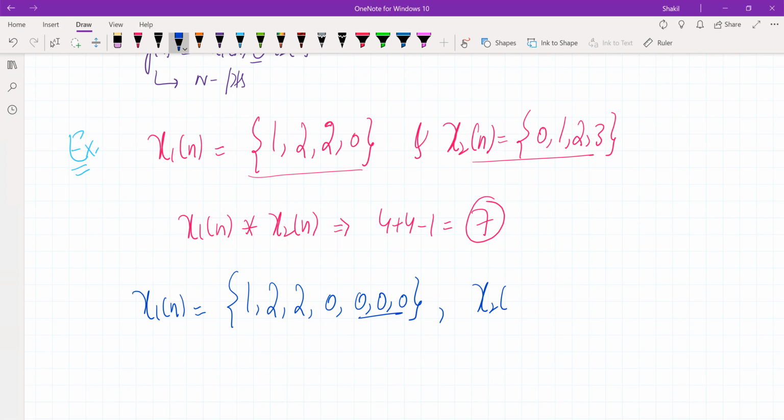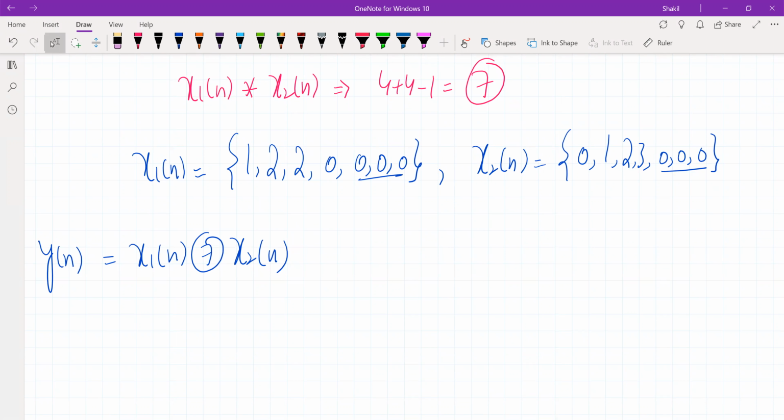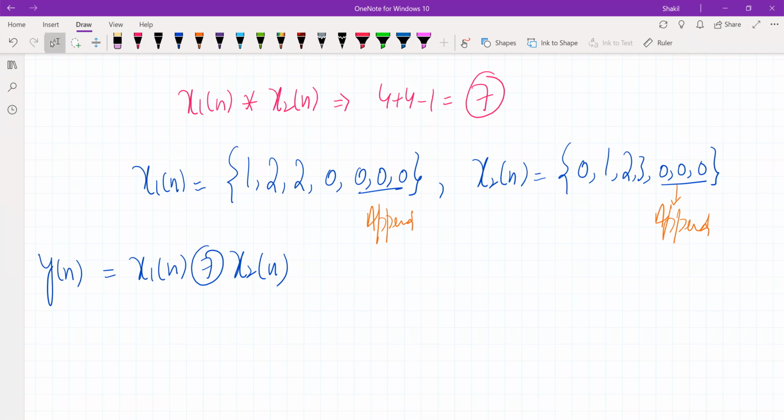Same way, to x2 of n we'll append three zeros. So now this makes it a 7 point sequence. Then we'll evaluate the 7-point circular convolution between x2 of n and x1 of n, and this will give us the linear convolution between x1 of n and x2 of n. So the trick is to append zeros, making the sequences the duration that we will have in the linear convolution. Then you have to perform the same circular convolution procedure. You don't have to do anything else, the rest will remain the same.